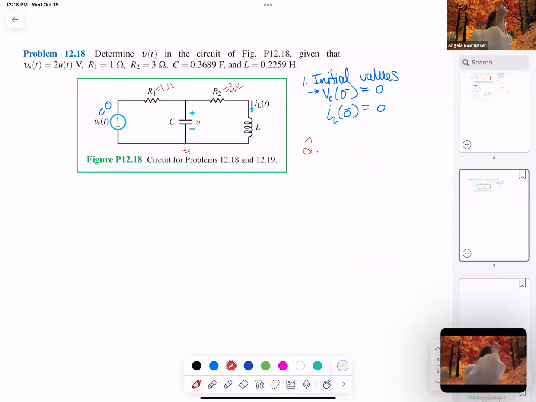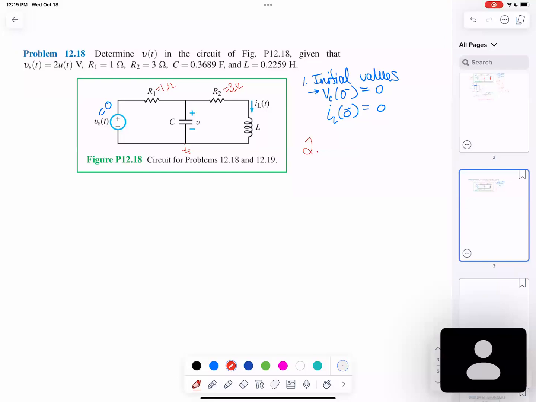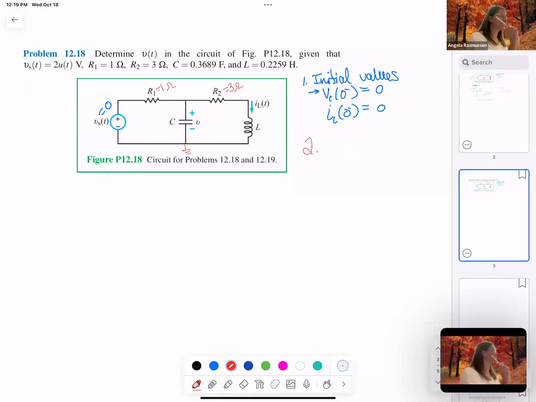Okay, so we need to get equations, but we need to do one more step before we move to equations. Laplace transforms. Assuming that was what you were going to say too. Okay, so Laplace transforms.